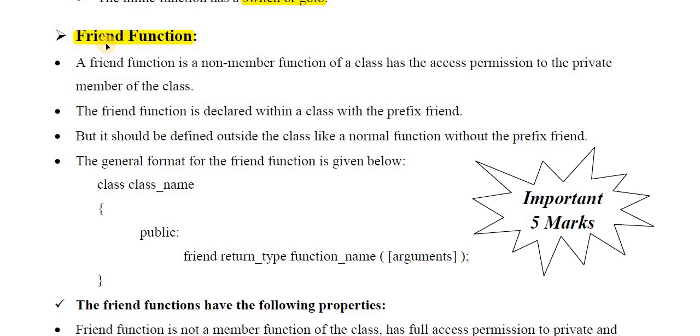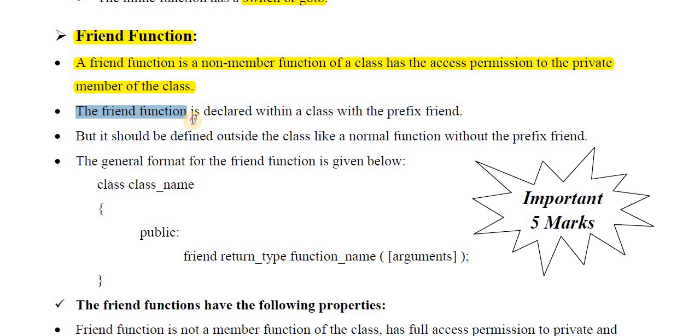So here what is friend function? Our definition is, a friend function is a non-member function of a class that has access permission to the private member of a class. Means first, a friend function is not a member of a class. Friend function is not a member of class, but it is a friend of class. So friend function is a friend of a class.